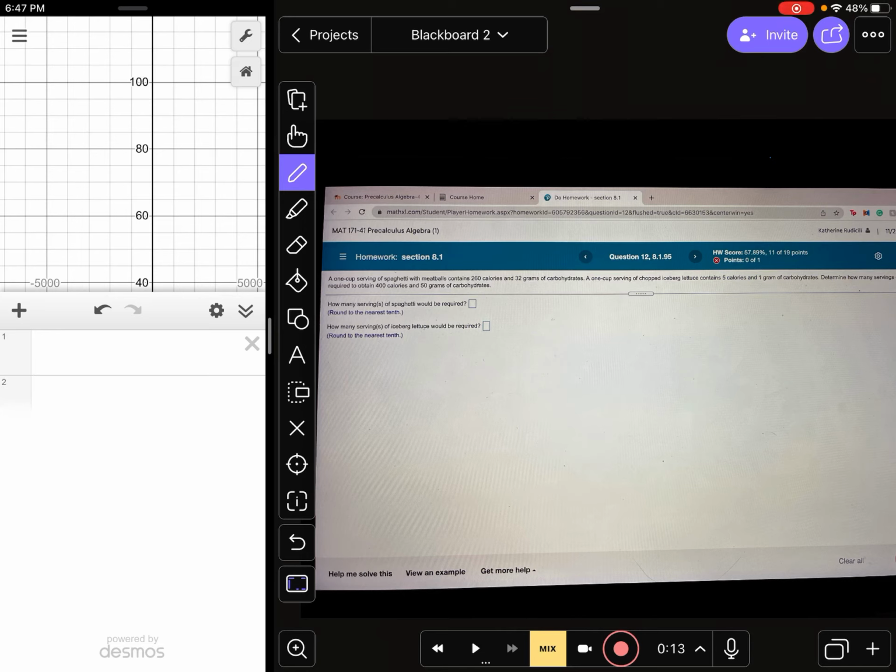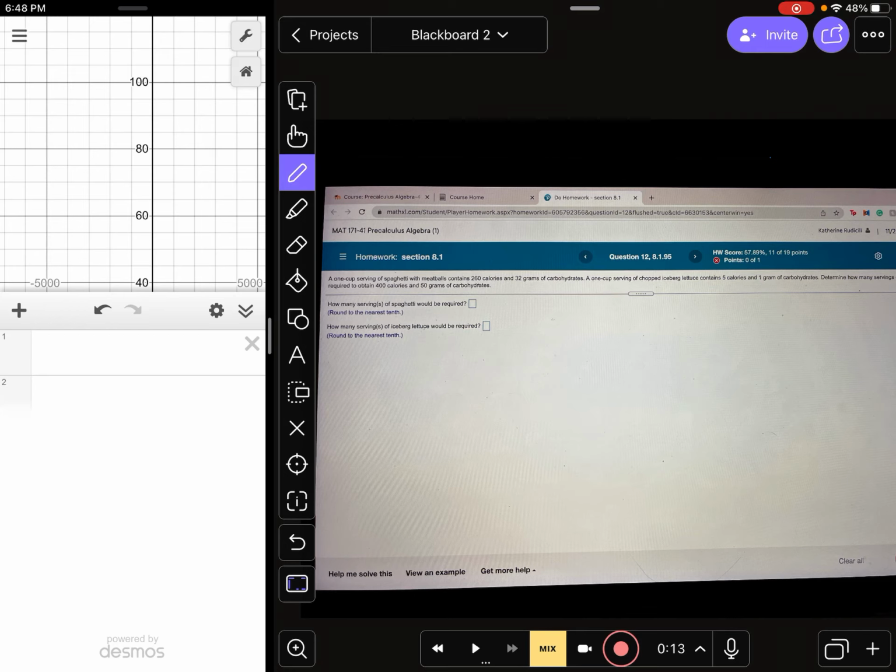All right, so this is the first problem that you sent me. 1 cup serving of spaghetti with meatballs contains 260 calories and 32 grams of carbohydrates. A 1 cup serving of chopped lettuce contains 5 calories and 1 gram of carbohydrates. Determine how many servings are required to obtain 400 calories and 50 grams of carbohydrates. So we're looking for servings of spaghetti that would be required and servings of lettuce that would be required.